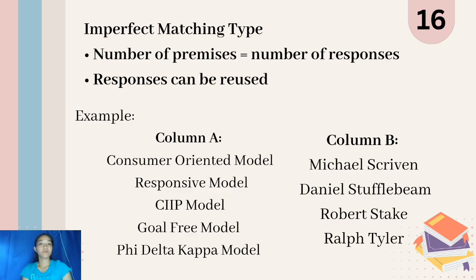Second, we have imperfect matching type. In this type, the number of premises in column A is not equal to the number of responses in column B. A response may be used once or more than once.